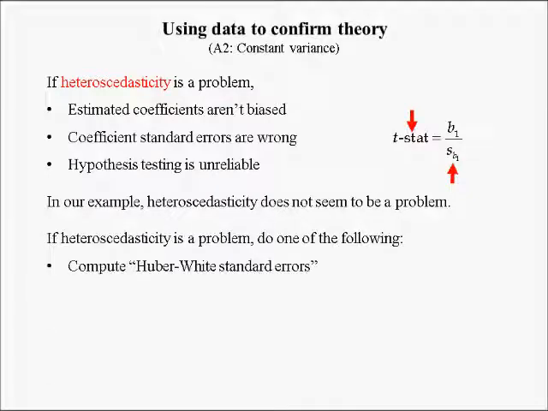If it is a problem, then you do what? You can compute Huber-White standard errors, or, if you know which variable is causing the problem, you can divide all the variables, including y, by the square root of that variable or some other form. But doing that changes the coefficient. So that's why a lot of economists don't use that approach. Typically they just use Huber-White standard errors, which are sometimes referred to as robust standard errors.